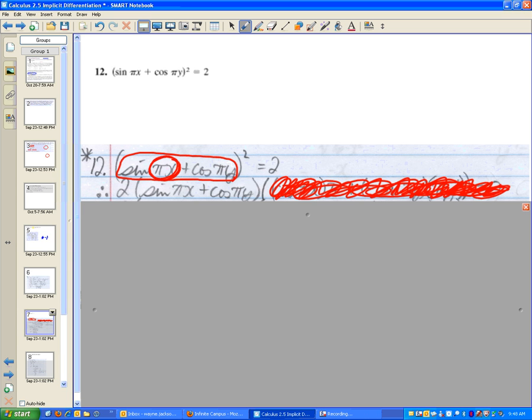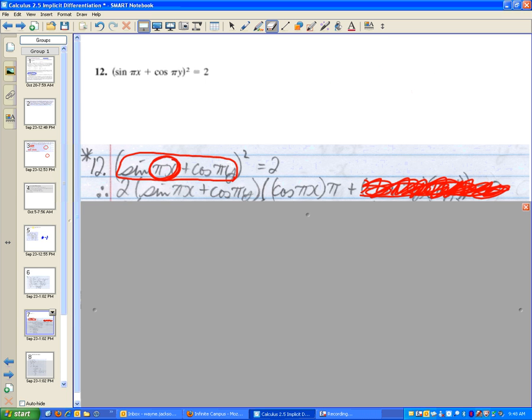So the derivative of the sine of u is cosine of u times the derivative of u. So cosine of pi x times the derivative of pi x. All right, so that was okay, right? Slow, deep breaths. Plus, and now we get to take the derivative of the cosine of pi y.